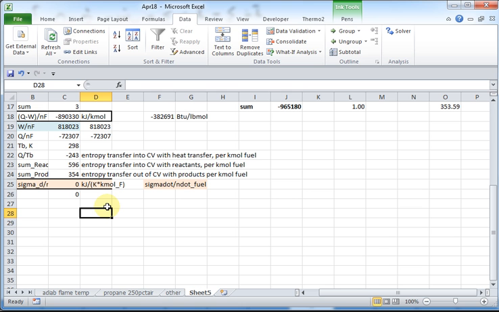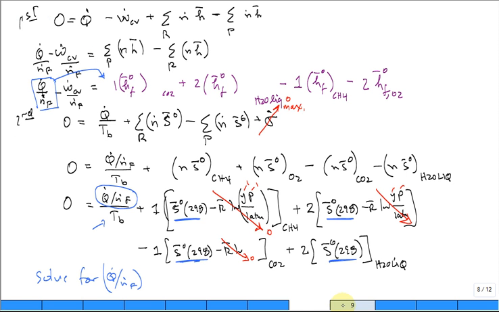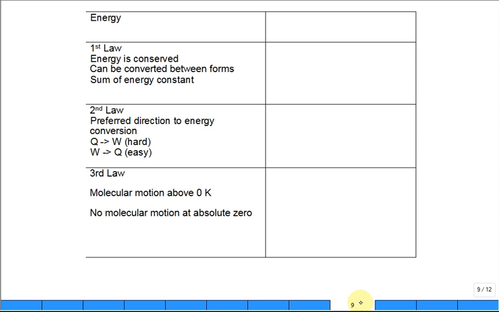Do you like or not like the Excel when I show it? Is it okay? It's okay? Okay. Sometimes I feel like it's not effective, but this is the end of the lecture.